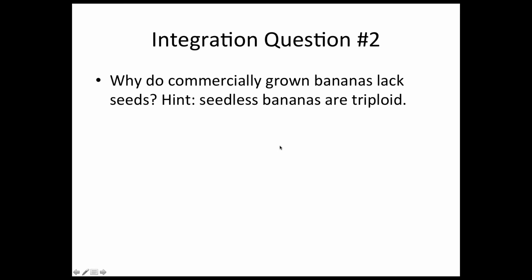Integration question 2. So why do commercially grown bananas lack seeds? It's funny, I read an article that showed up on Apple News on my iPod. It said bananas may grow extinct, or some equivalent title. One of the reasons is because bananas don't have seeds, so there's no genetic diversity. It's like coffee, right? There's no genetic diversity. It's a single kind of plant. So if there's some bug that can attack that plant, the world's banana crops are just going to get hosed.